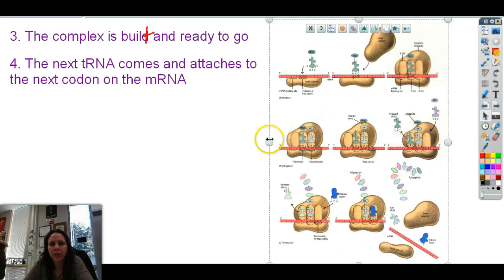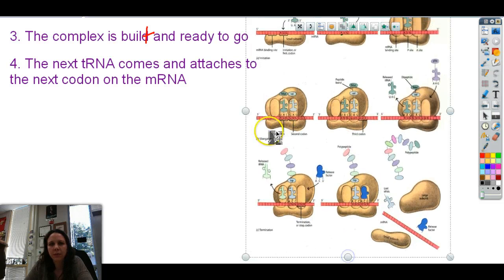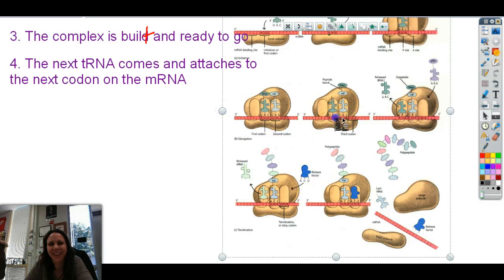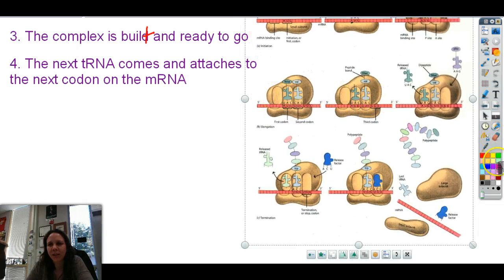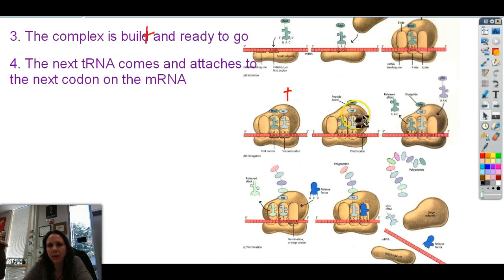So now we're going to do the next thing. Okay, so now we're down here. So next thing that's going to happen is the ribosome has these 3 seats, and the middle seat is already filled up by that first tRNA. So the one to the right of it is open. If we look at, let me scoot that, you can see it's open right there.